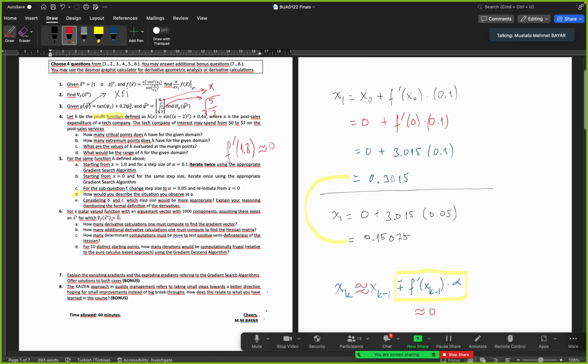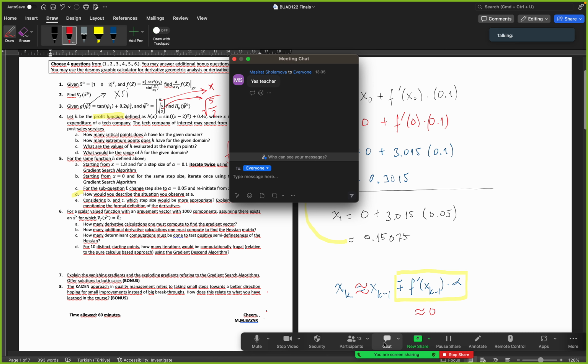And I'm proceeding with sub-question E. Considering B and C, which step size would be more appropriate? Explain and mention the formal definition of derivatives within your reasoning.